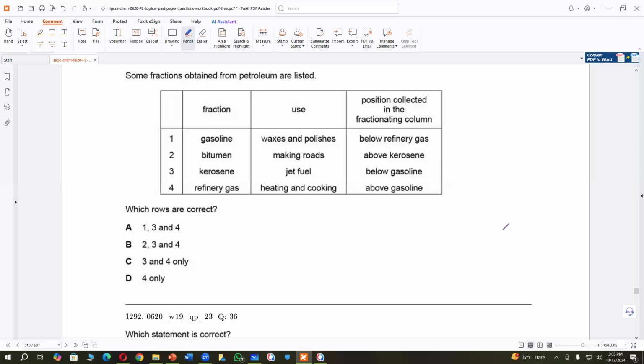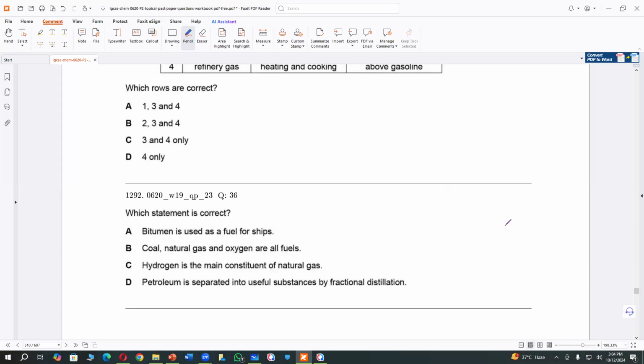Yes. C means 3 and 4 only. 3 kerosene is used in jet fuel, below gasoline, right? Refinery gas, heating and cooking, above gasoline. Right, 3 and 4 is correct.